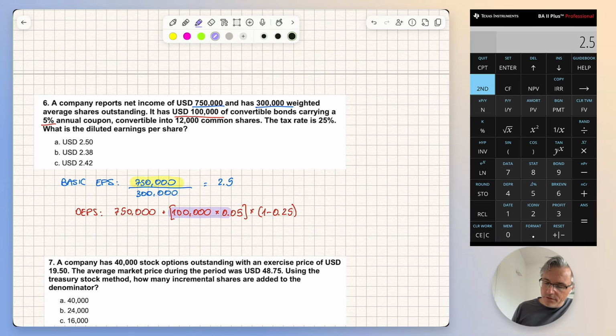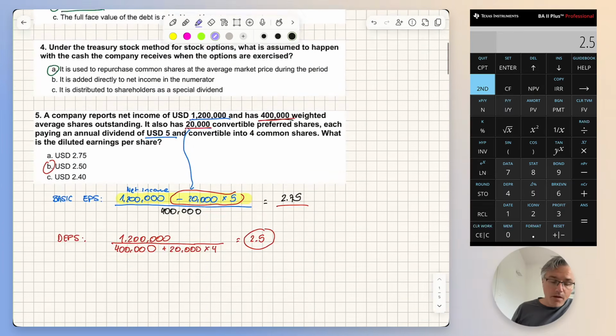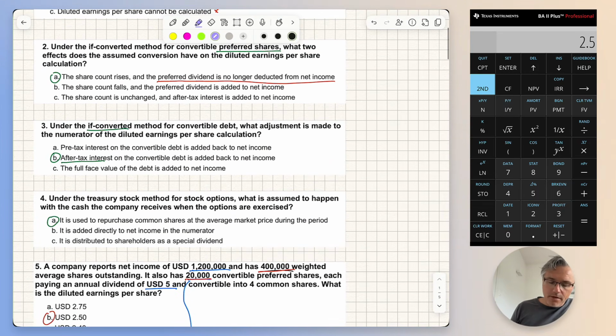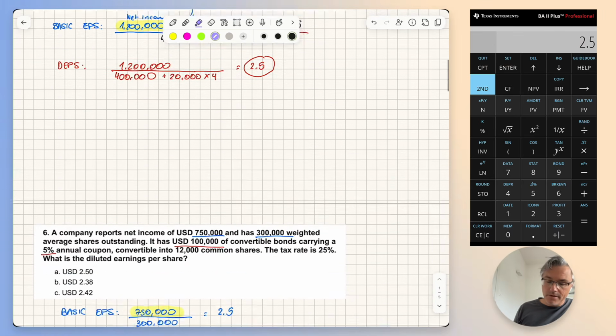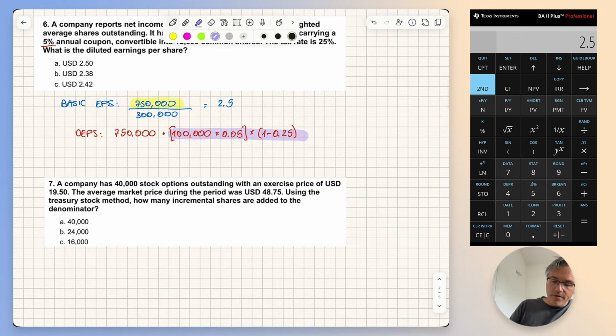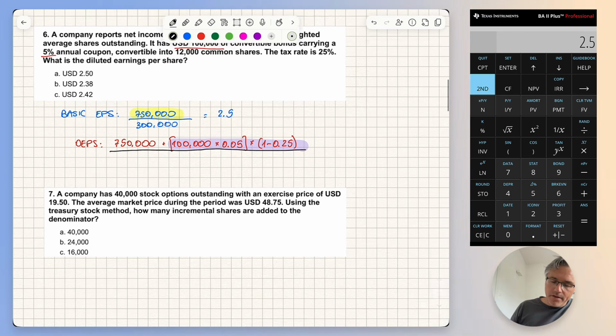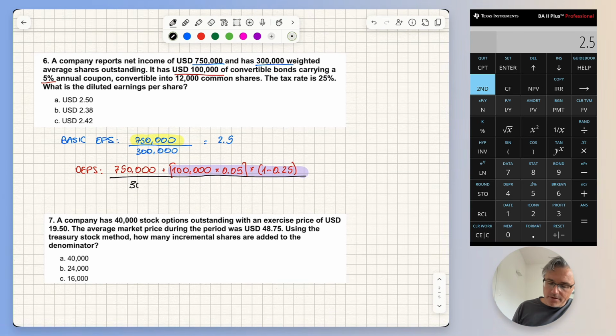So we adjust the numerator thus, and this was actually asked over here in question 3. Under the if converted method for convertible debt, what adjustment is made to the numerator of the diluted earnings per share calculation? And the answer I highlighted here as being the correct one is after-tax interest on the convertible debt is added back to net income. Just precisely what I've done over here.